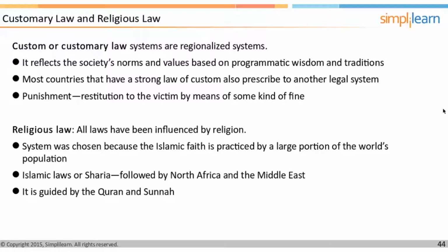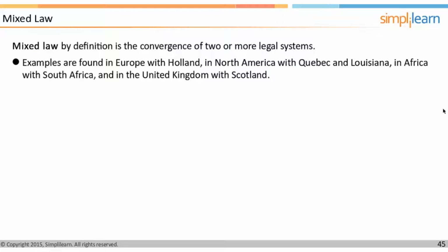Or you could have a religious law. This is influenced by the religion, right? So, for example, you have the Islamic laws, Sharia laws, which are being followed in the Middle East and North Africa. And many countries use the mixed law. Okay, so this is where you have more than one legal system. For example, India also has a mixed law. Europe, North America, etc. They all have a mixed law.